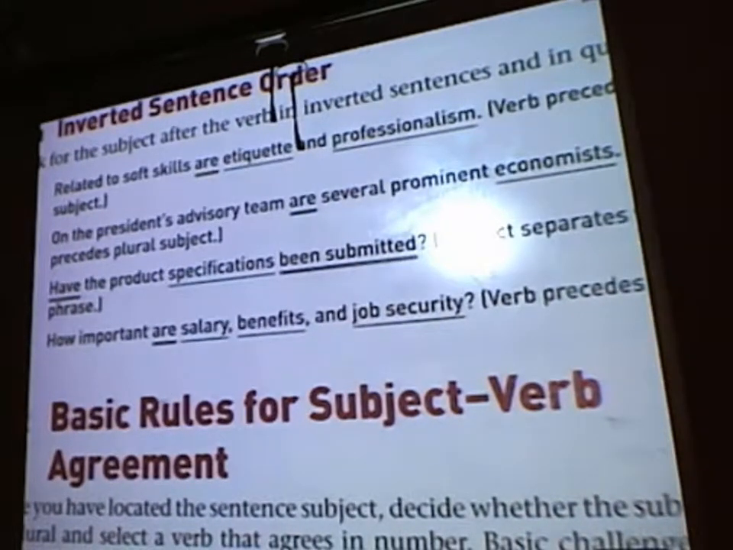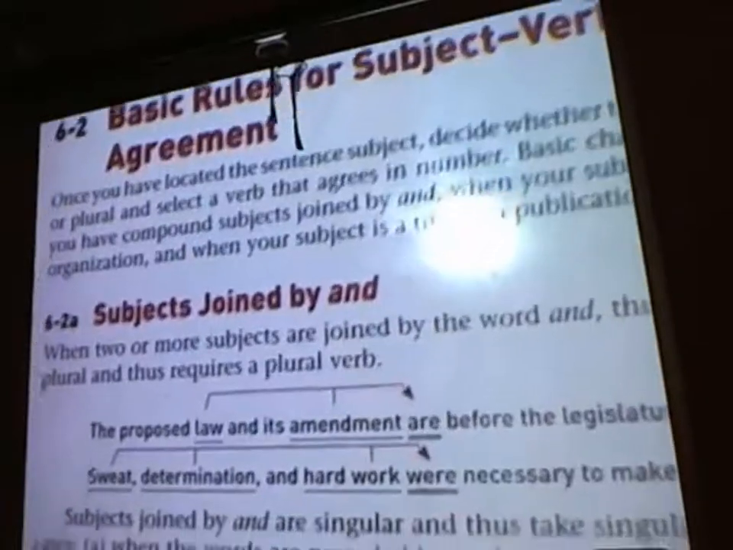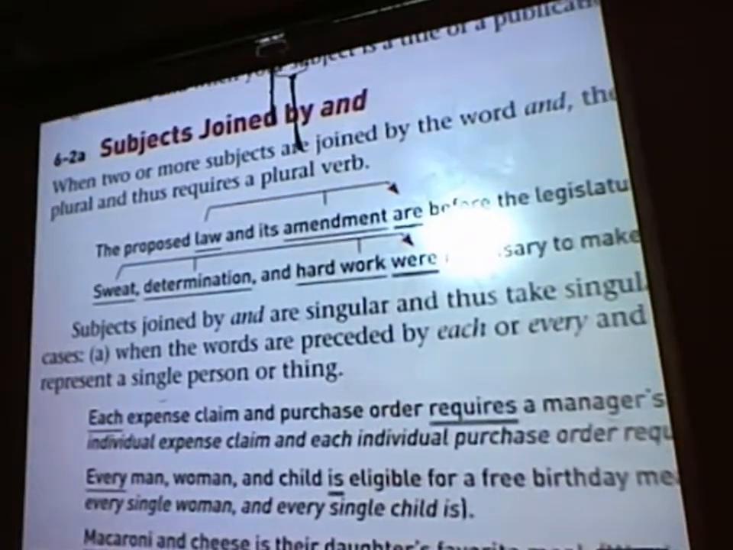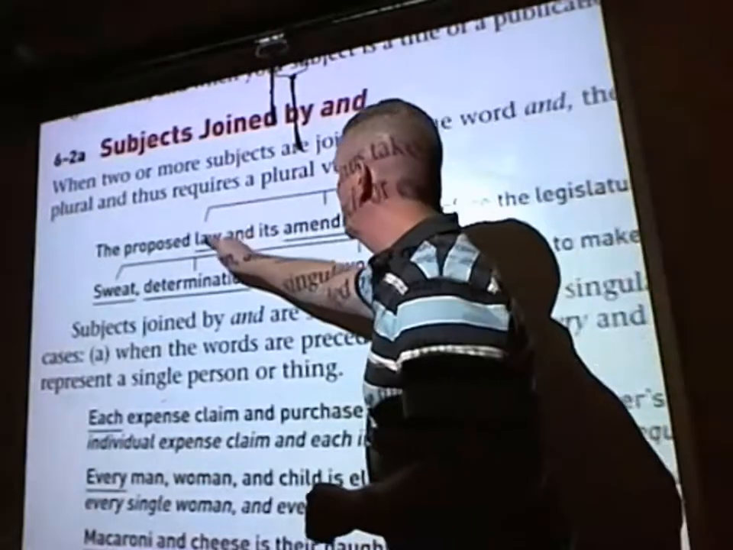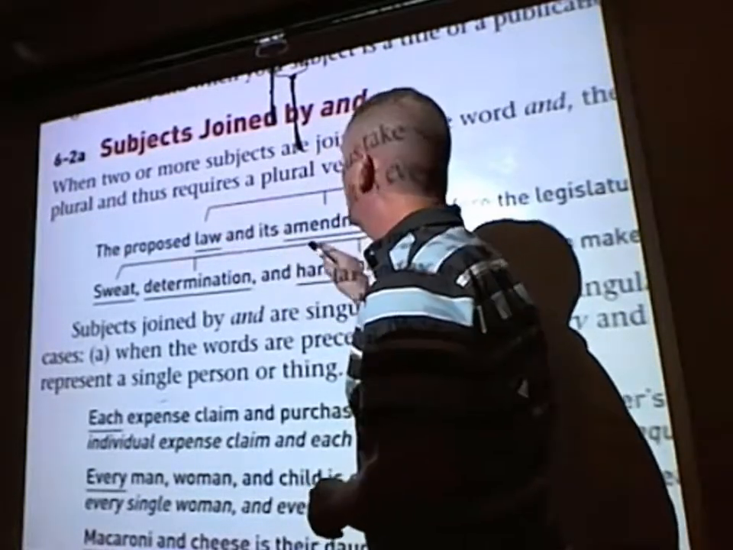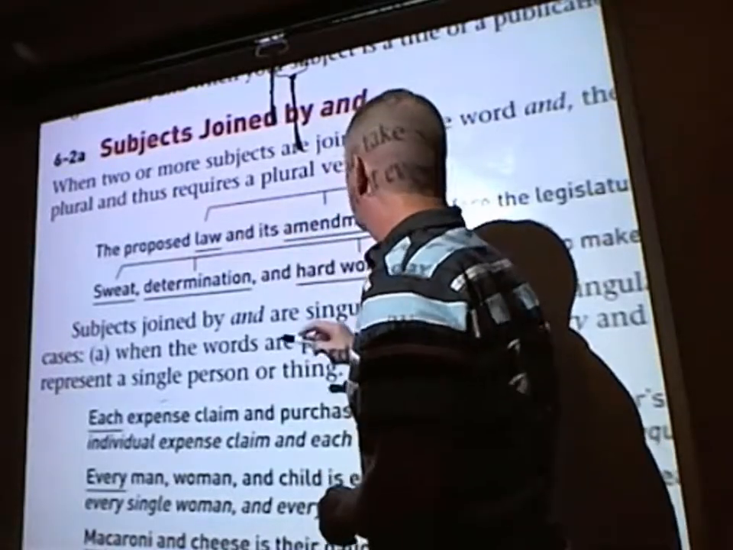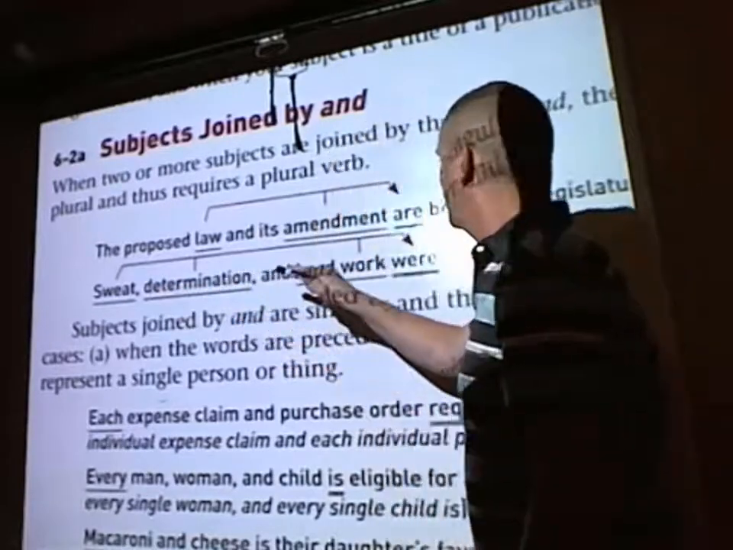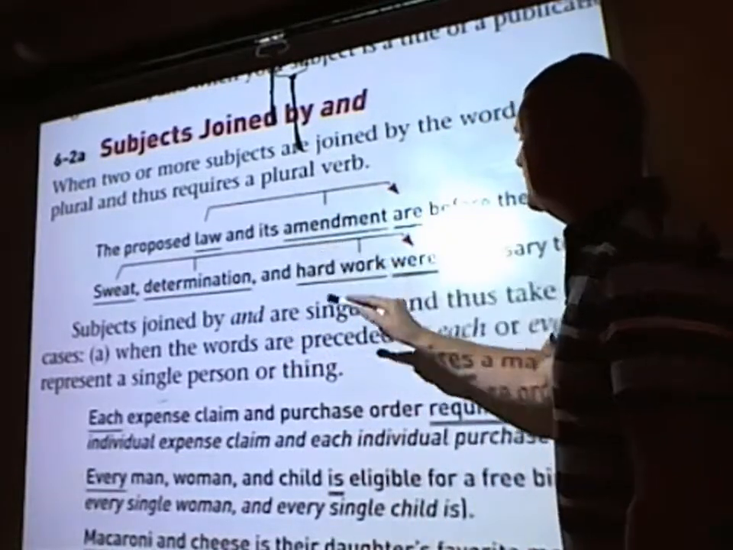Okay, subjects joined by and. Whenever you have two subjects joined by and, each of those being singular, we need to add them together and make them plural. We need a plural verb. 1, 2, and 3, all of those are singular. Now we need a plural verb to go with the plurality of those singular subjects.